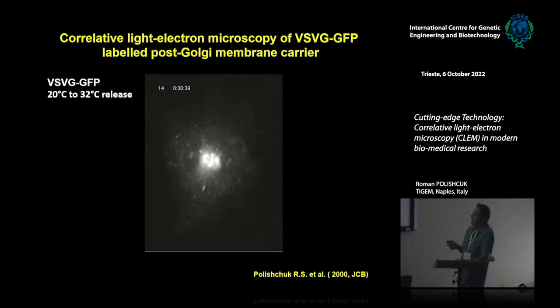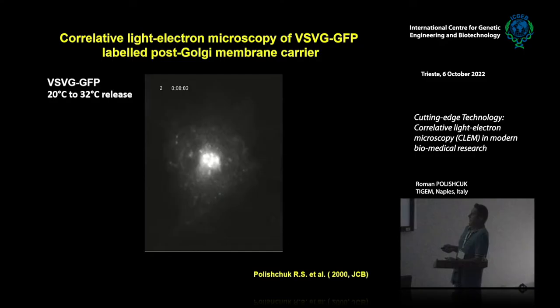You can see here the Golgi. The cell was kept at 20 degrees to accumulate material in the Golgi area. Once it's shifted to 32 degrees, the proteins start to leave the Golgi and move to the plasma membrane. So let me try to show the movie again. Now you start to see how the transport intermediate moves from the Golgi to the cell periphery once the cells are warmed up to permissive temperature.